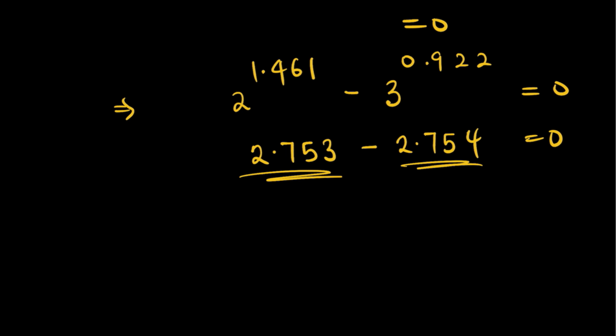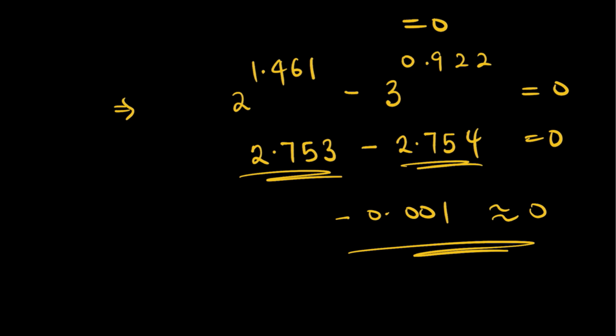So we should get 2.753 minus 2.754, which gives us negative 0.001, which is approximately 0. So it means that our solution is perfectly correct.